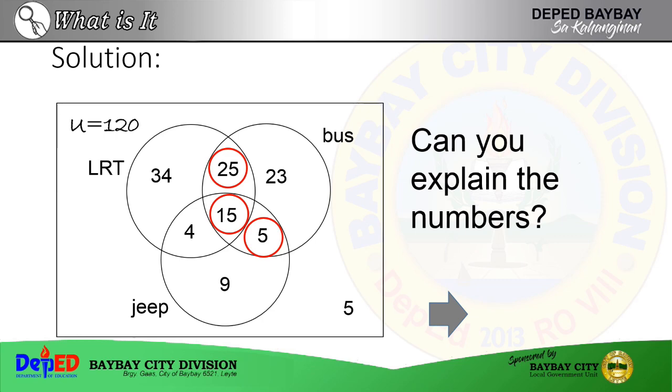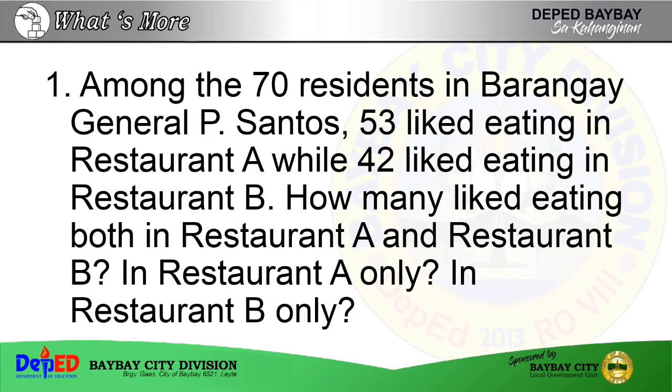This time, you will answer the activity under What's More in your module page 14. Read and analyze the problem 1. Then follow the 5 steps provided. Among the 70 residents in Barangay General P. Santos, 53 like eating in Restaurant A, while 43 like eating in Restaurant B. How many like eating both in Restaurant A and Restaurant B? In Restaurant A only and in Restaurant B only.